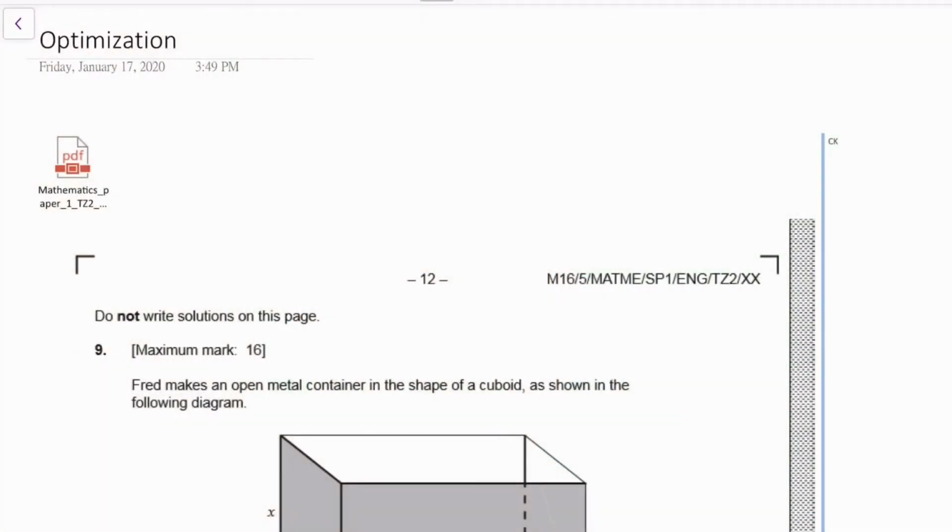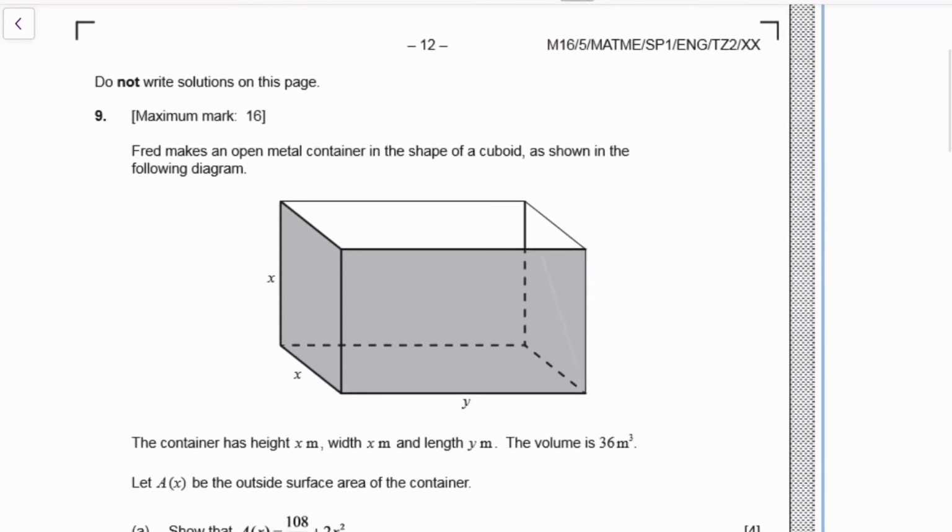Okay, in this lecture, we're going to go through a type of question in differentiation called optimization. Optimization really means finding the maximum and/or the minimum, but in a real life situation. So we'll go straight into a past paper question. This is a question from 2016, and it's in paper 1. But this could totally happen in paper 2 as well.